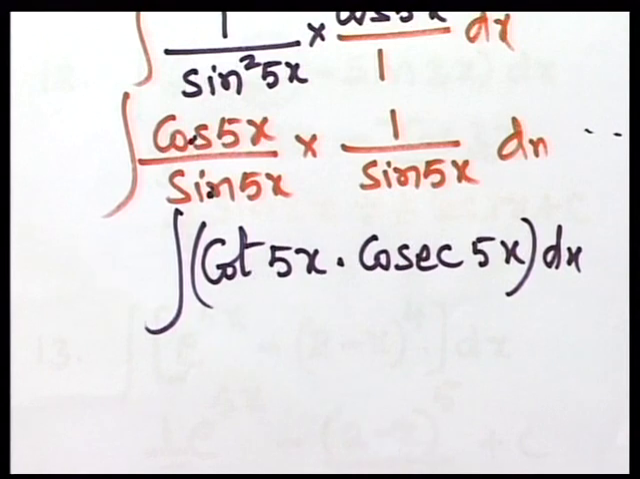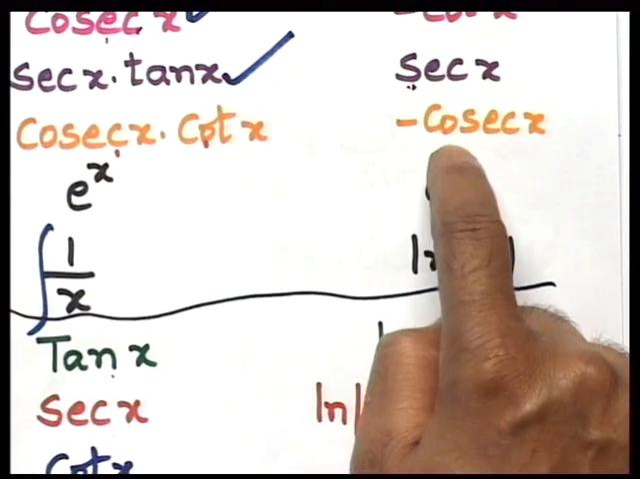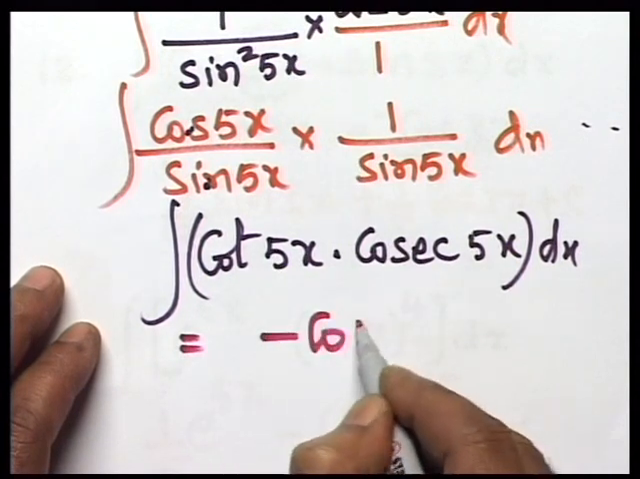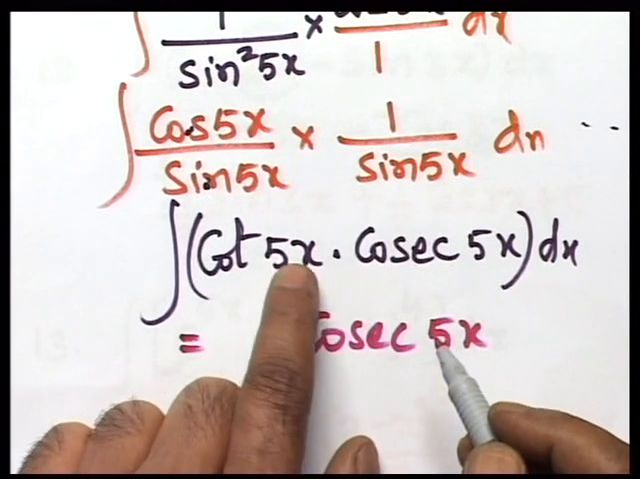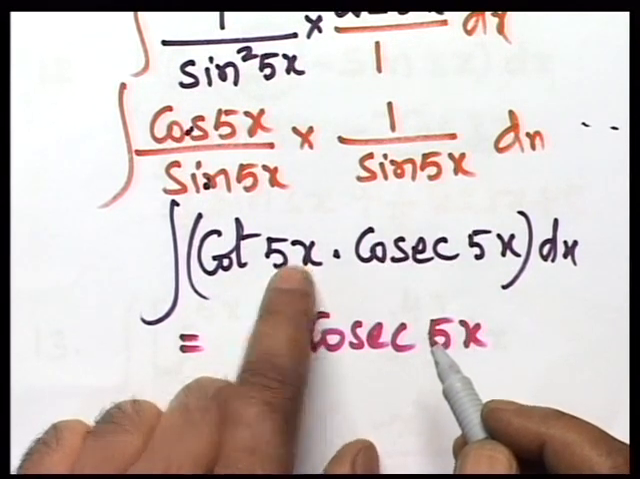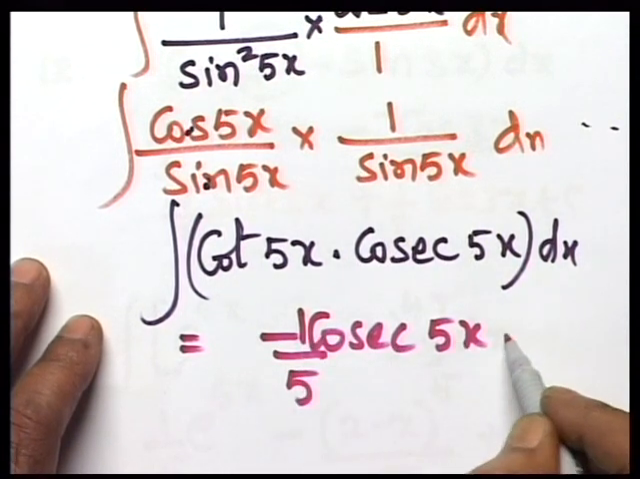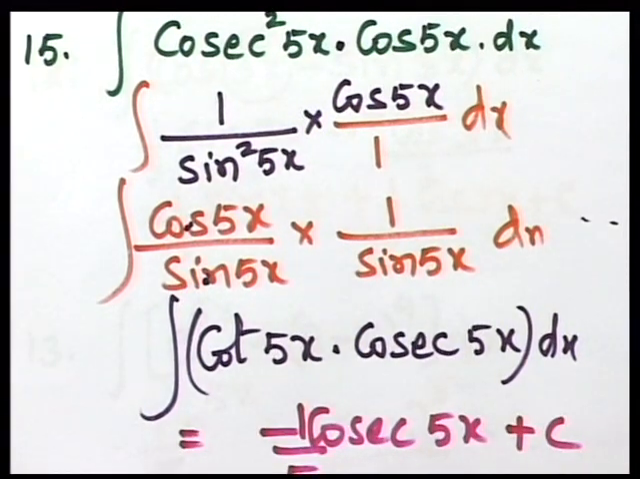Now, is this a standard form? We'll go and see. Cot cosec. Yes. Cot cosec is a minus cosec. So that's all. The answer now is a minus cosec theta, which is a 5x. And it's not theta. So what we do, we differentiate it. We get a 5 divided by 5, please. So it's a fifth cosec 5x and plus c. That's how you apply the reverse of the chain rule and include these standard functions in the question.